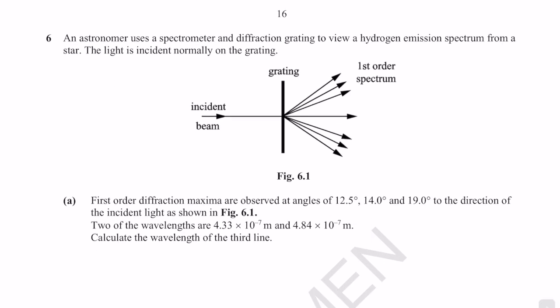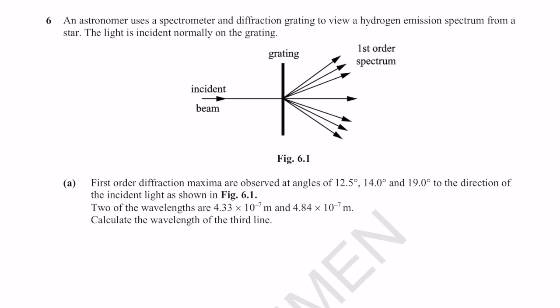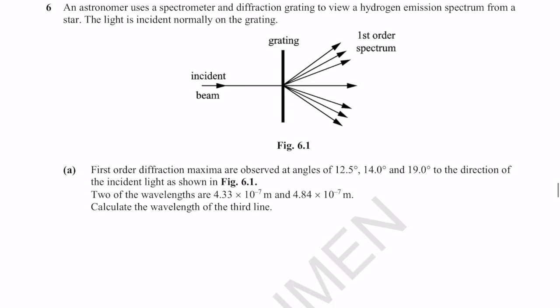Question number 6 says, an astronomer uses a spectrometer and a diffraction grating to view a hydrogen emission spectrum from a star. The light is incident normally on the grating, and we are given that the first order diffraction maxima is observed at these angles. Two of the wavelengths are given to me. Calculate the wavelength of the third line.